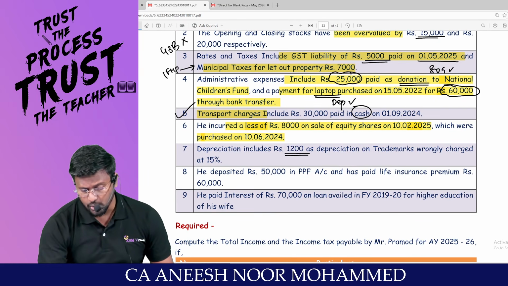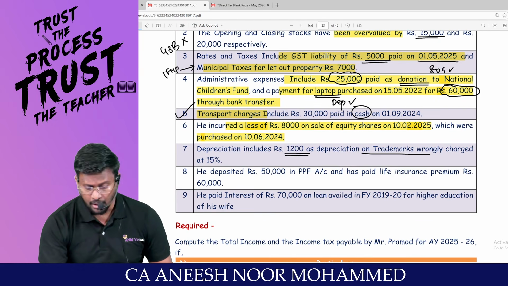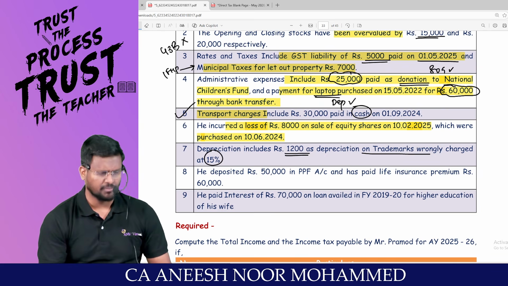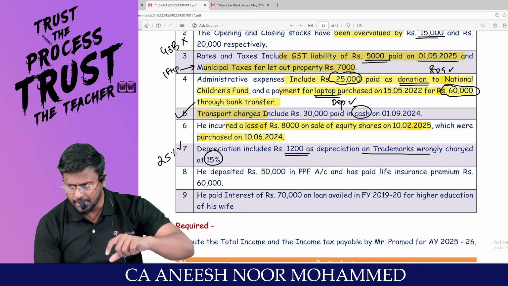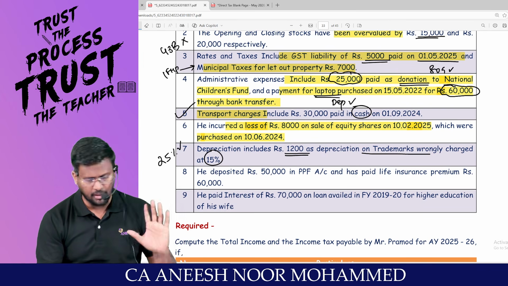Depreciation includes 1,200 as depreciation on trademark, wrongly charged at how much percent? Sir, for intangible assets, 25% is correct. That means there is a short depreciation of 10%. We have to provide the extra 10%.